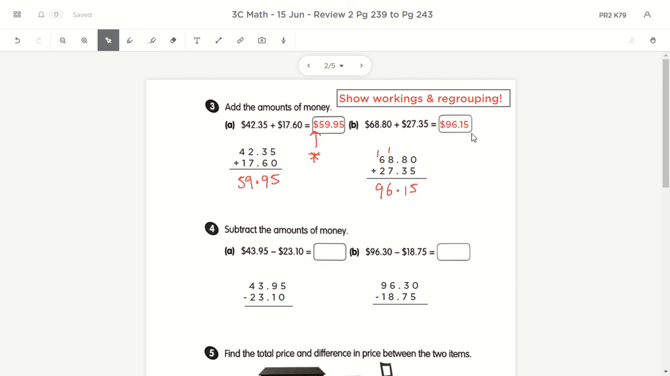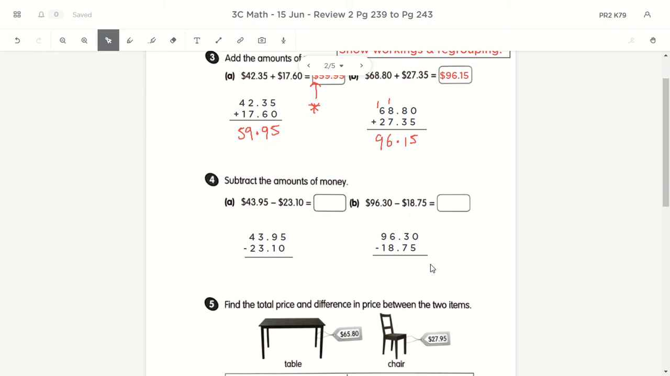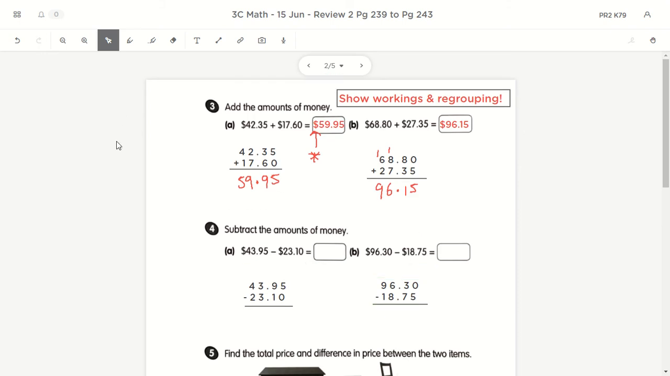Okay, now we go on to subtraction. So same thing. Make sure you align properly, and later on make sure you put in the dollar sign. 5 minus 0 is 5. 9 minus 1 is 8. Make sure the decimal point is there. 3 minus 3 is 0. 4 minus 2 is 2. So here it's $20.85.